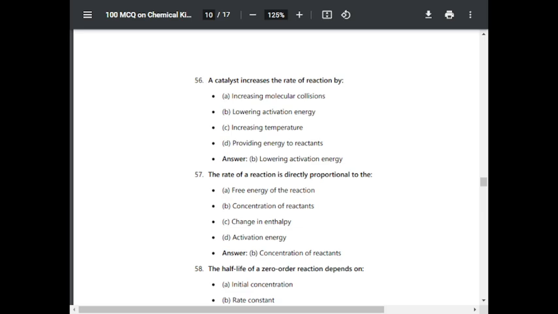Question number 57. The rate of reaction is directly proportional to. Option A, free energy of reaction. Option B, concentration of reactants. Option C, change in enthalpy. Option D, activation energy. The correct answer is B, concentration of reactants. The rate of reaction is directly proportional to the concentration of the reactants.